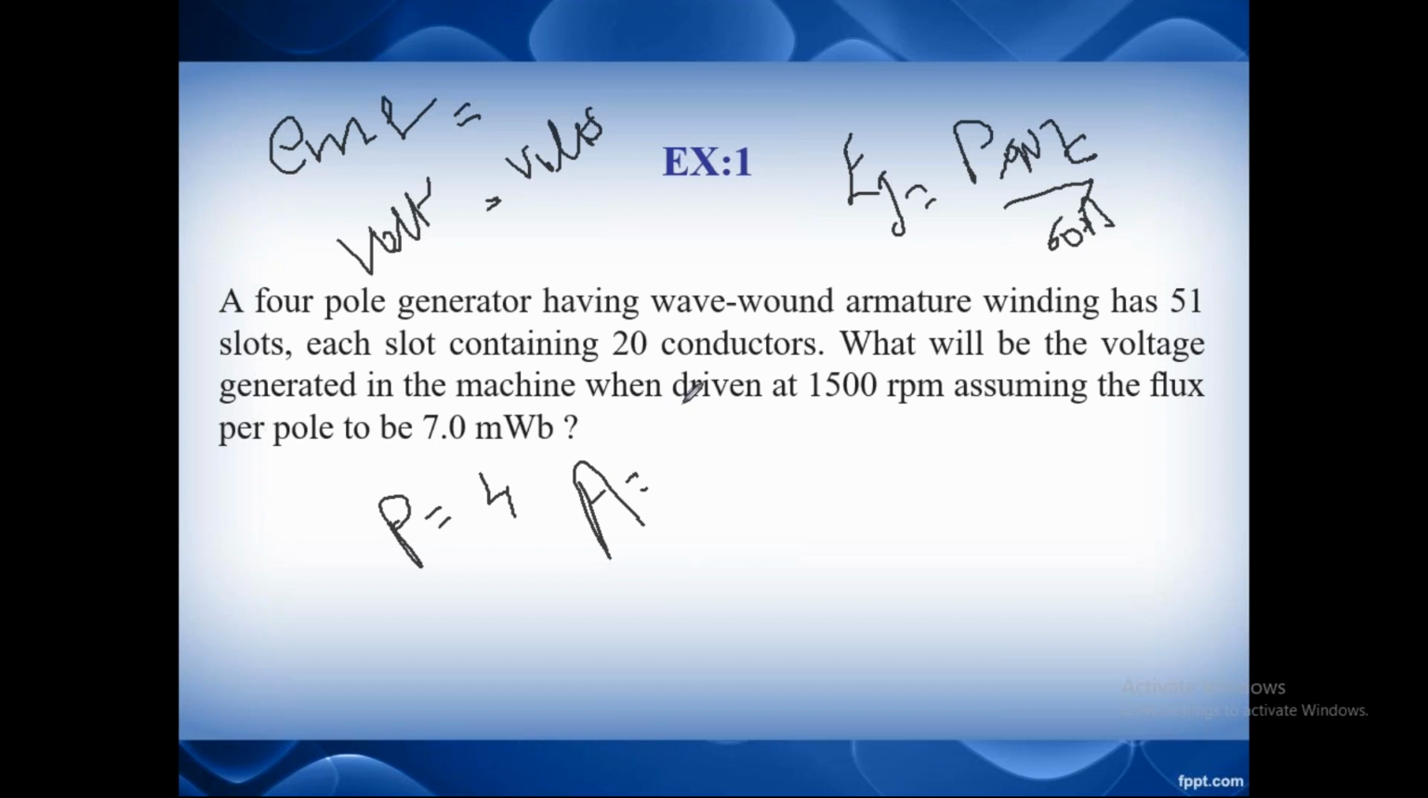I already told you that it depends on how the armature winding is provided. If the armature winding is wave winding, then you have to consider A equals 2. Wave means like a wave, one forward and one back, so twice the direction changes. So remember that when it is wave winding, you have to consider A equals 2. Okay na? Next, what about the N value?